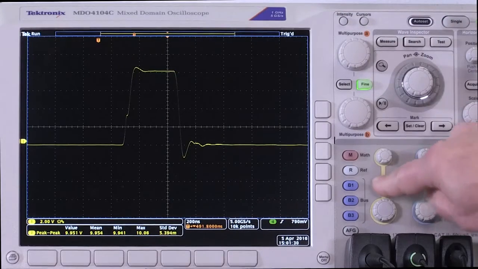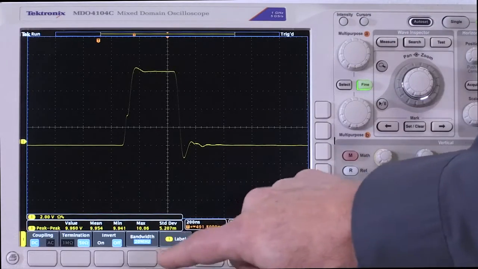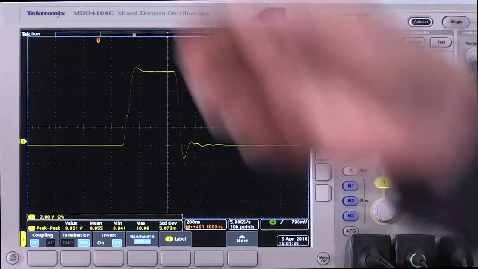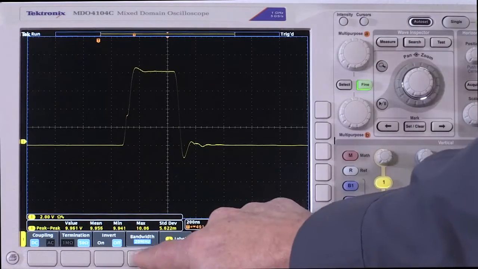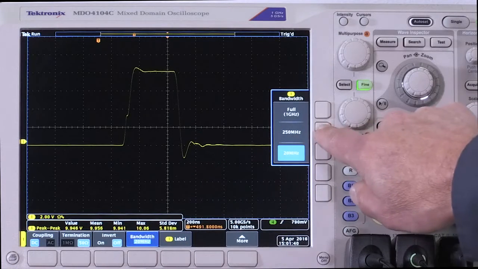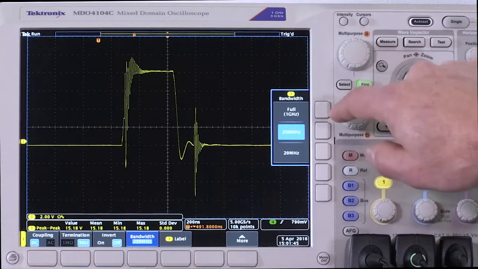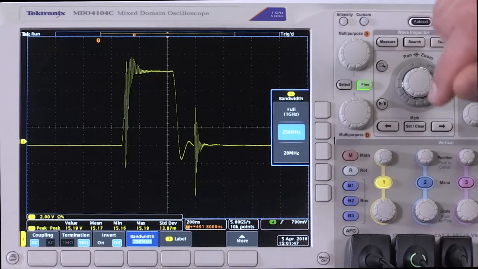So let's look at this. Our scope is set for 20 megahertz bandwidth. So this is really what most people would think they need for the 20 megahertz bandwidth limit. What if I open this up to 250 megahertz? So I use a 250 megahertz measurement system, and all of a sudden I see this detail.